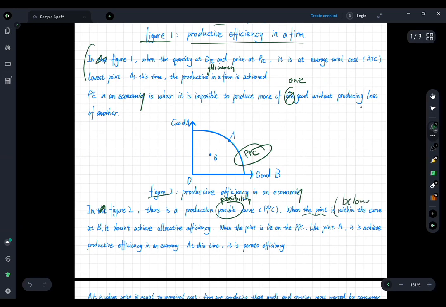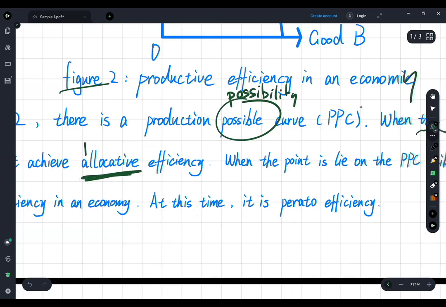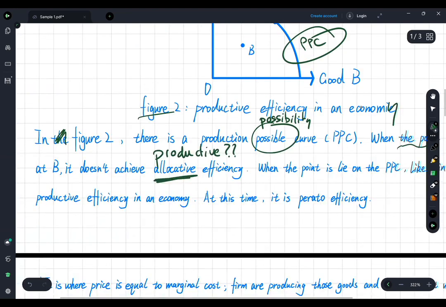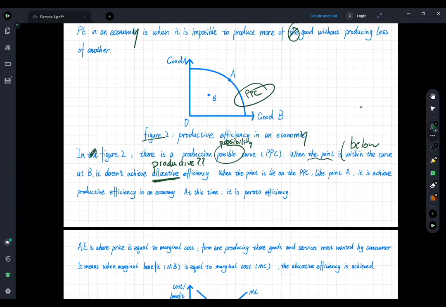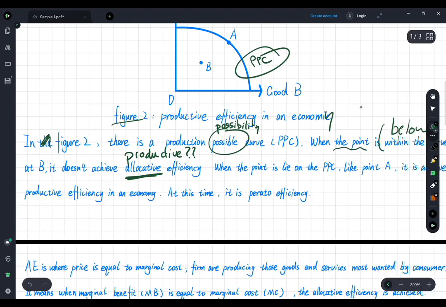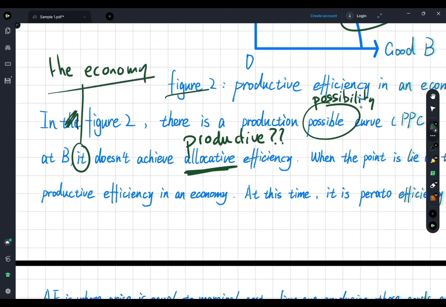at B, it doesn't achieve allocative efficiency. Here we clearly have a mistake, because the student is not talking about allocative efficiency, but about productive efficiency. So that's a problem. It is a bit vague. What is it? Instead, we should write something like the economy, right? Because we look at productive efficiency in the economy here.